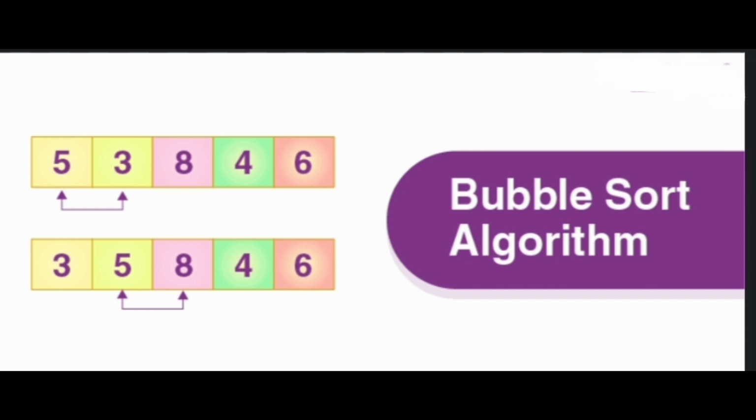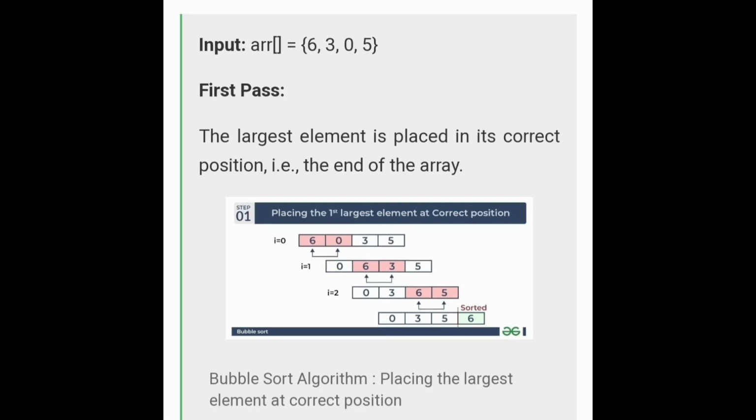Hello, I'm Neha. Today I'm going to explain what bubble sort is. Bubble sort is the simplest sorting algorithm that works by repeatedly swapping the adjacent elements if they are in the wrong order. This algorithm is not suitable for large data sets as its average and worst case time complexity is quite high. So let's see how bubble sort works with the problem statement.